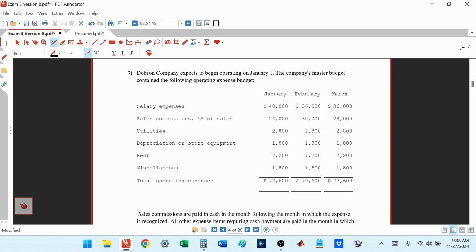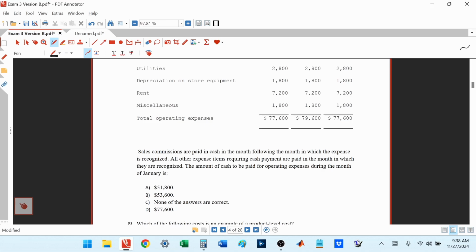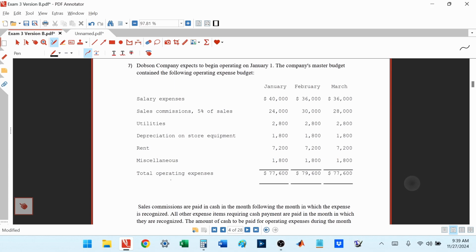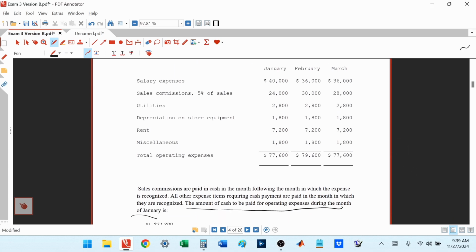Number 7. How much cash did we pay for operating expenses during the month? Sales commissions expense are paid in cash in the month following. So in January, we're looking at January here. This question's about January. This would not be paid in January in cash. It'd be paid in February.